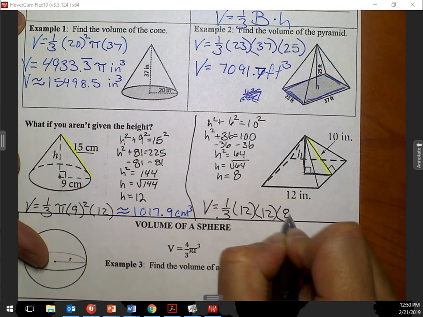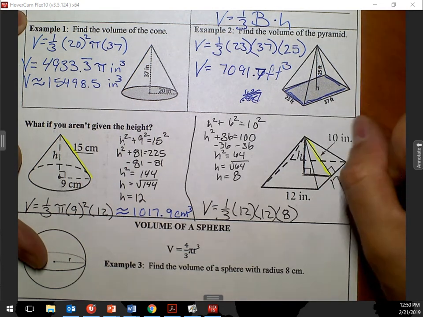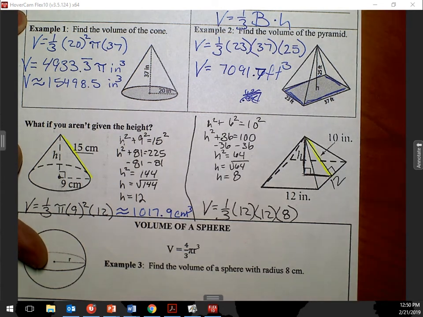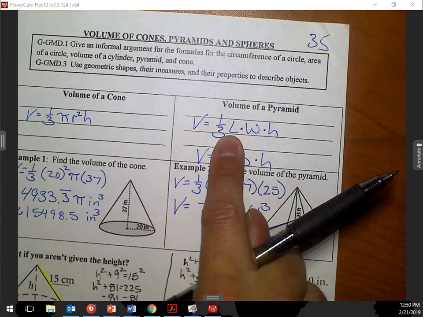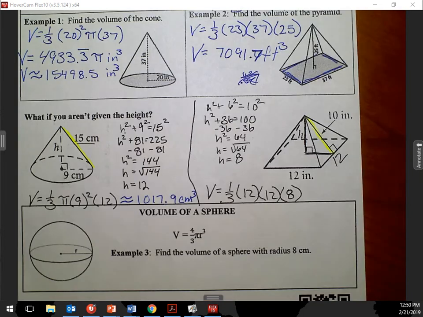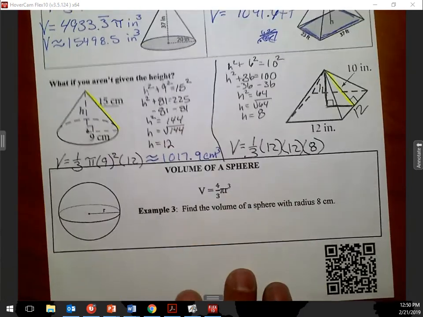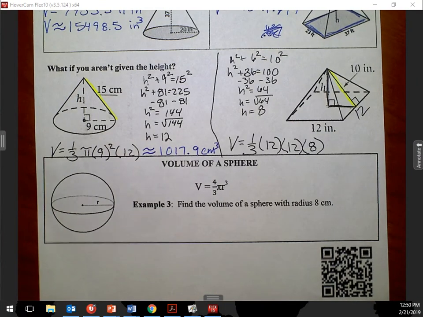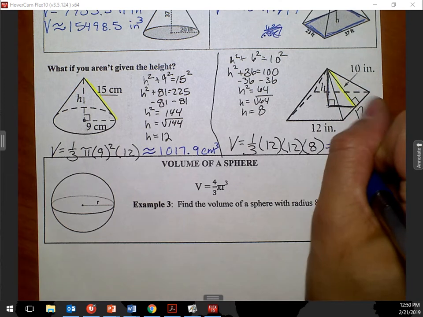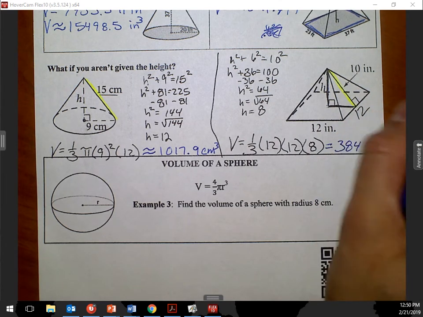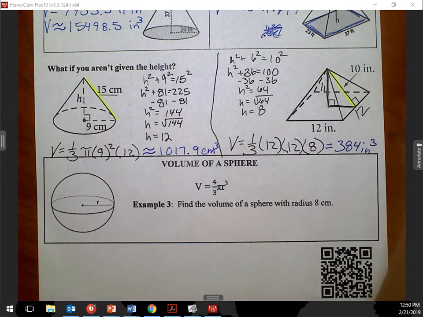Wait, two 12s? Yes, because it's 12 here, and this is also 12 over here. 12 times 12 is 12 squared, right? But I'm going by the formula that I have up here, because this is a pyramid. There we go. Put it in your calculator and see what we get. 384 inches cubed.